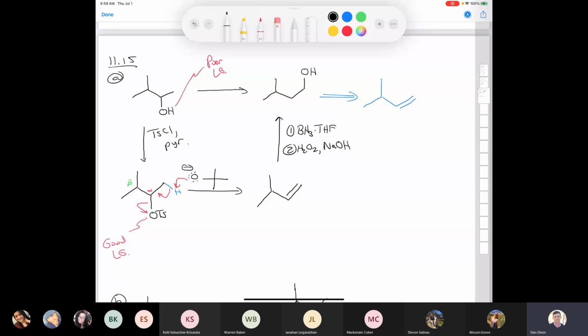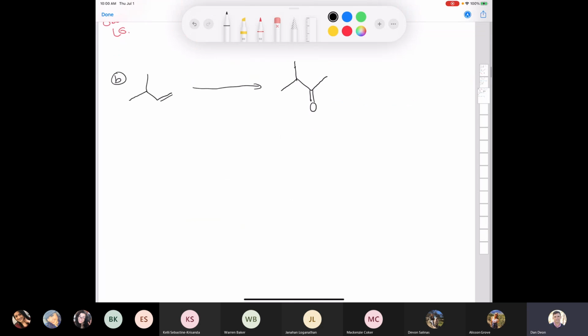So overall, how many steps? We've got 1, 2, 3, 4. So 4 steps for that synthesis. Let's try the next one where we're making a methyl ketone, right? We have a methyl ketone right here.